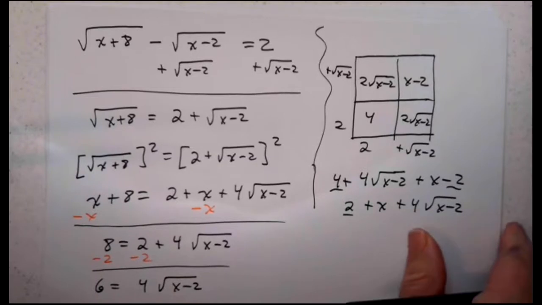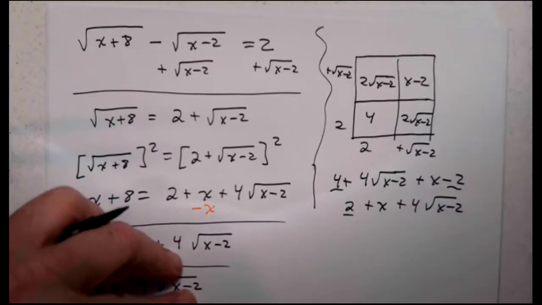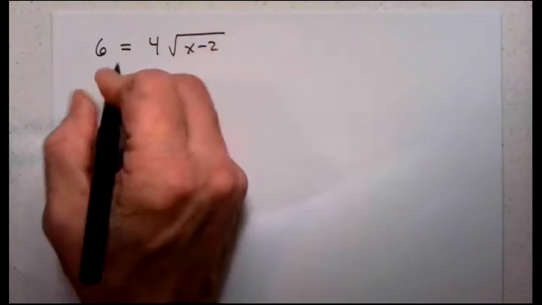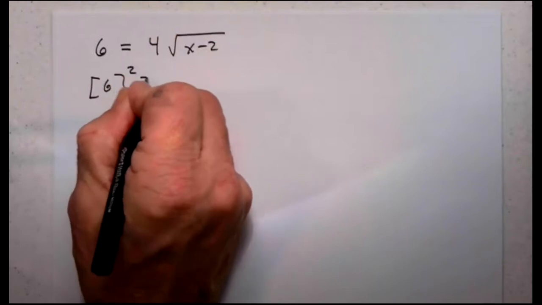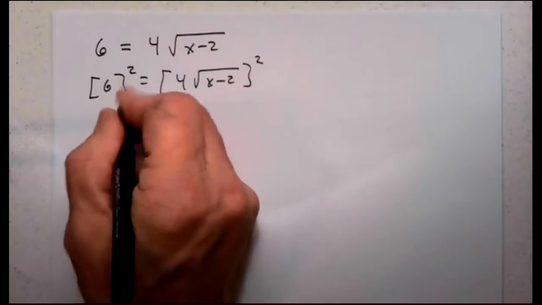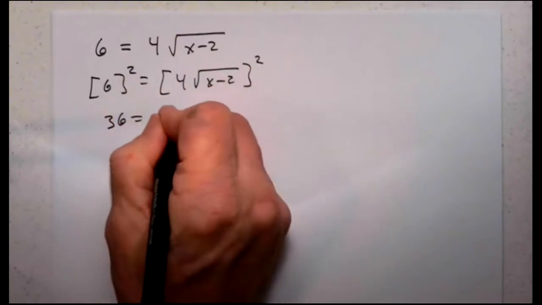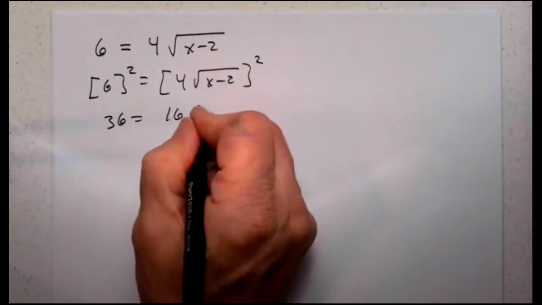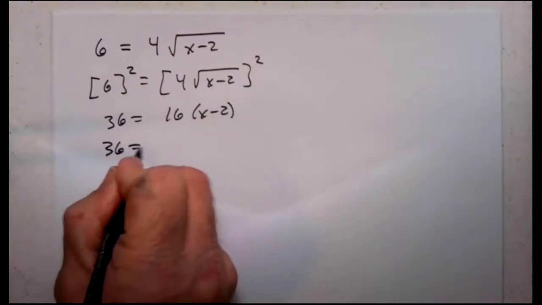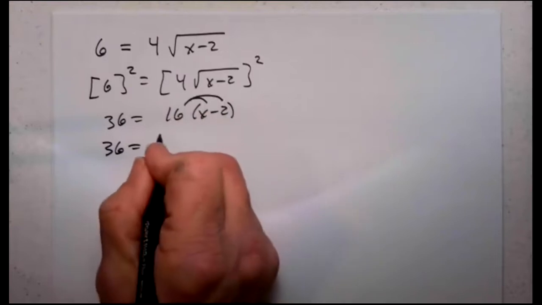And let's go to the next page. This is where we left off. 6 equals 4 root x minus 2. Go ahead and square both sides here. 6 squared equals 4 root x minus 2 squared. 6 squared is 36. 4 squared is 16. Root x minus 2 squared is x minus 2. Hope you're following me there. So now I get 36 equals 16x minus 32.